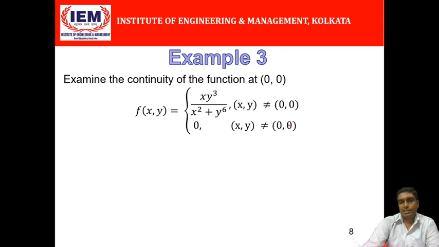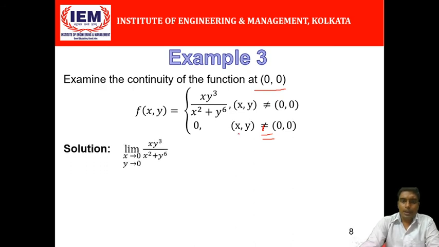Now take another example. We have this function xy cubed by x squared plus y to the power 6 when (x, y) is not equal to (0, 0), and 0 when (x, y) equals (0, 0). We have to find the continuity at the point 0, 0.